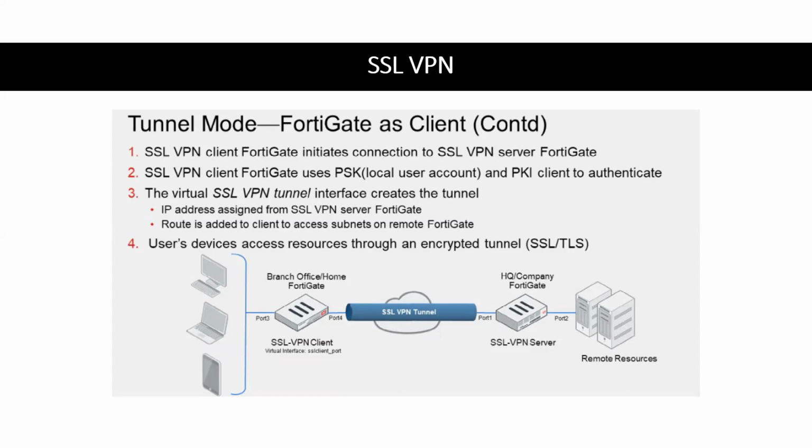Step one, the FortiGate will connect to the SSL VPN server, which is, of course, that other FortiGate, the headquarters FortiGate, the hub. It connects to it using SSL or TLS. Once connected, the FortiGate shares its credentials and authenticates. Then it shares that pre-shared key.